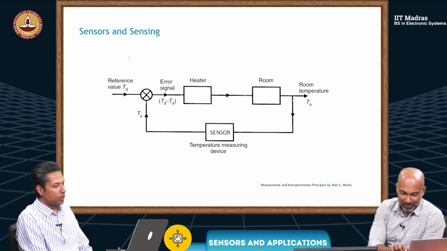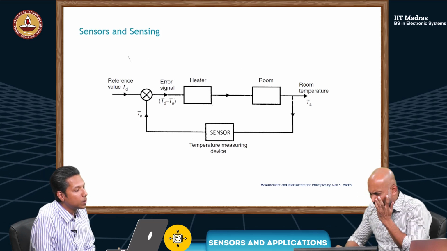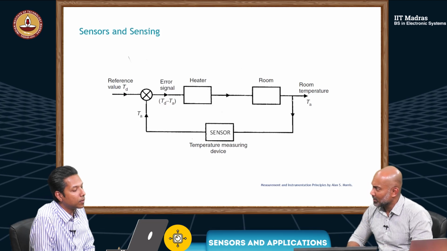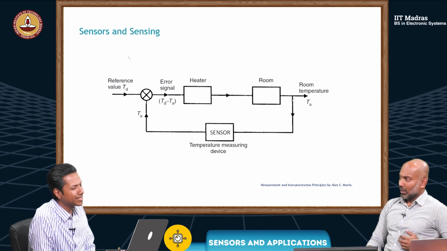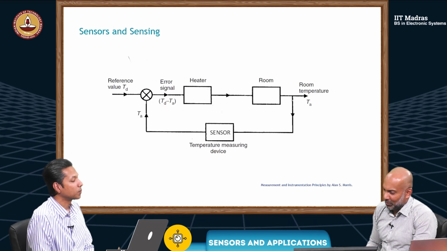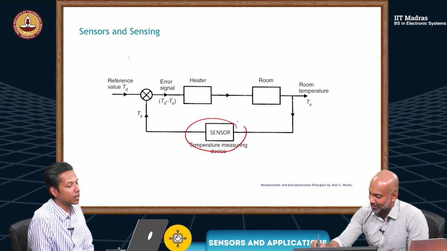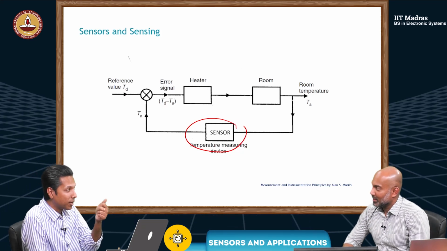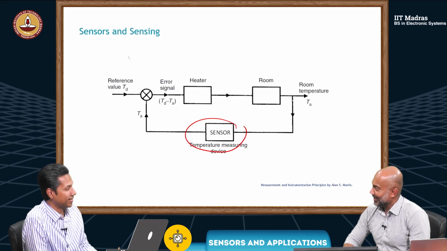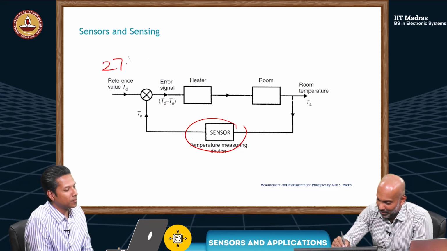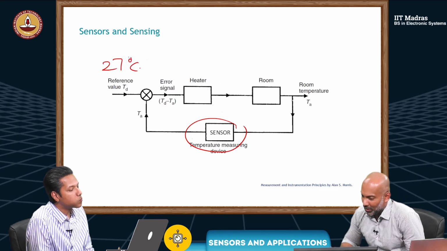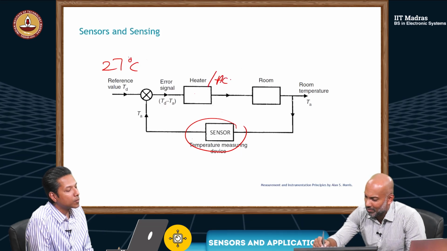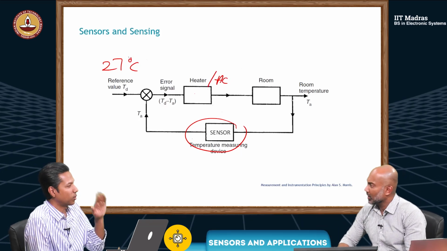You talked about feedback and control, and you mentioned those two words quite a bit before. What is this reference? I don't know. All I know is there's a sensor here measuring the temperature. So then the reference will be like this, 27 degrees Celsius, let's say. And then you have a heater, or let's say an air conditioner. It could be heating or cooling down.